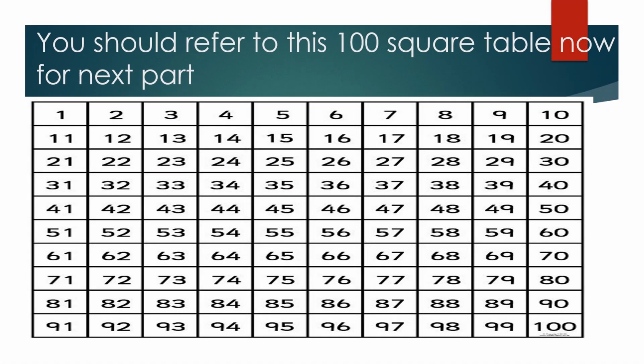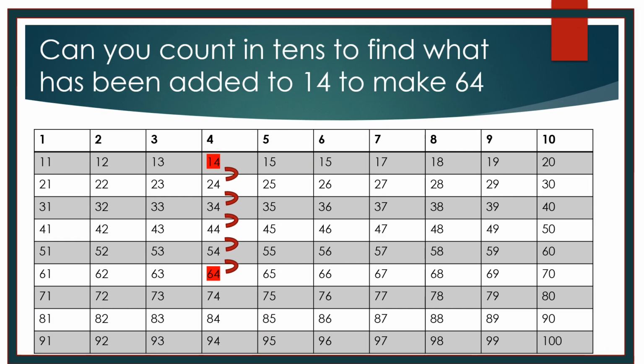For the next step, you should refer to this 100 square table now. See here. Can you count in tens to find what has been added to 14 to make 64? To make it simpler for you, we are on 14 here. We have to count in tens and reach 64. So to reach 64, how many tens will we have to add? Let's count.